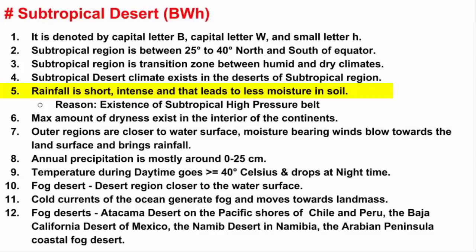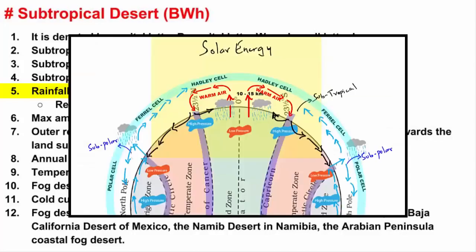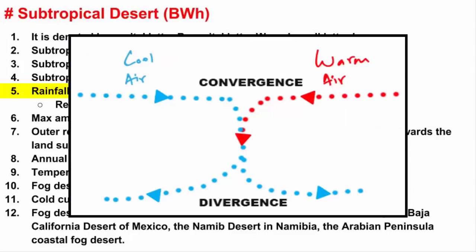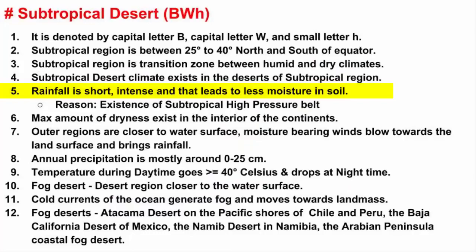Now, one of the reasons why it rains less at subtropical region is because of subtropical high. The subtropical region has high pressure belt, especially at the ocean surface, because at the subtropical region, the air sinks. When air sinks, cloud formation is absolutely less, and that's what leads to low rainfall.